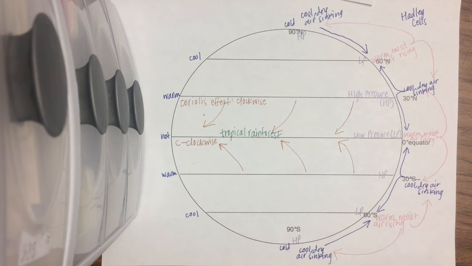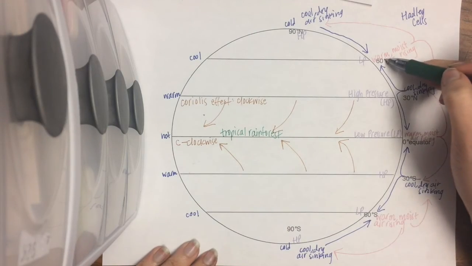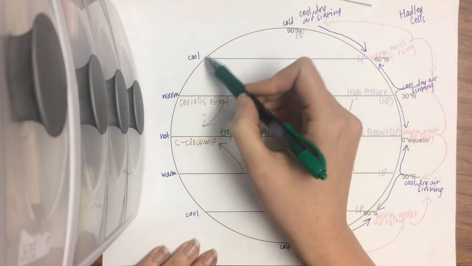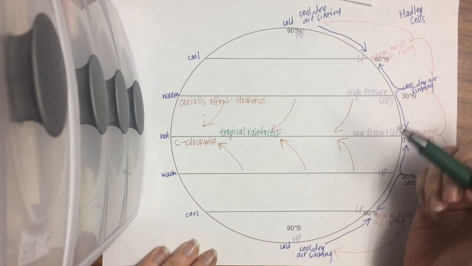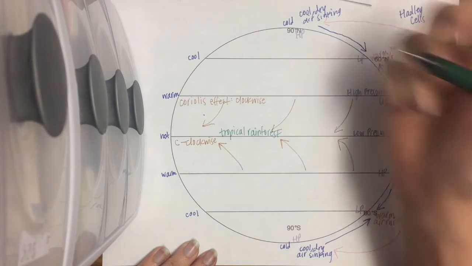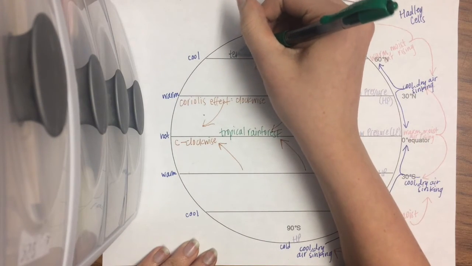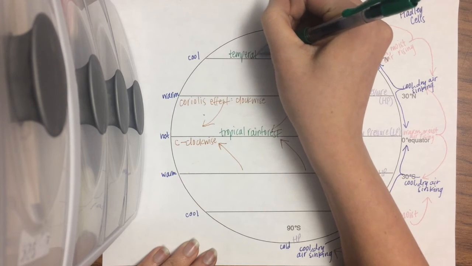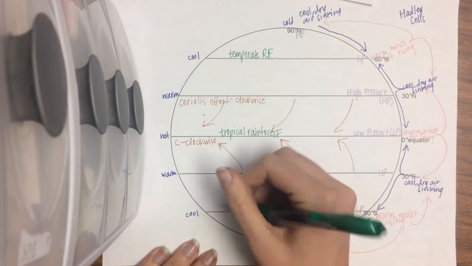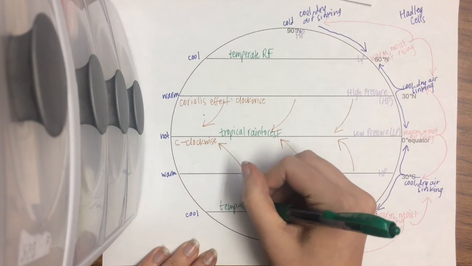We also have other types of rainforest. An example would be a temperate rainforest. We would expect to see those at 60 degrees north and south because it's a cooler temperature, which makes it temperate, but it's also still going to have that moisture to make a rainforest. So temperate rainforest, and that's at both locations.